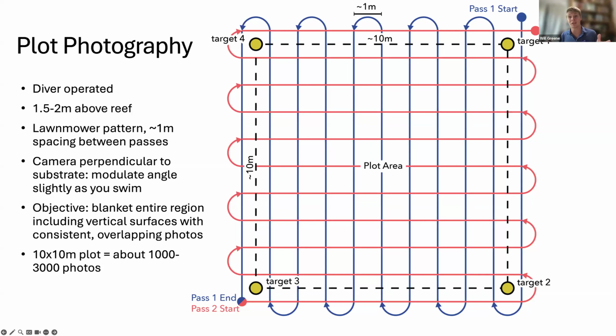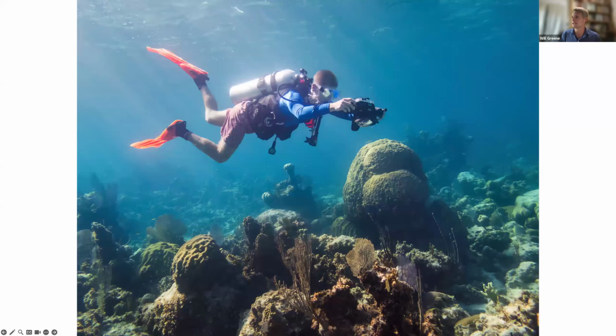In sum total, most of your photos will be perfectly straight down, but we recommend just having some modulation in that camera angle. The objective is just to blanket the whole area, including vertical surfaces, with consistent overlapping photos. For a 10 by 10 plot, that usually equates to about 1,000 to 3,000 photos and takes about 30 to 40 minutes underwater. Here's just an illustration of what that process looks like, swimming at the correct distance above the reef.